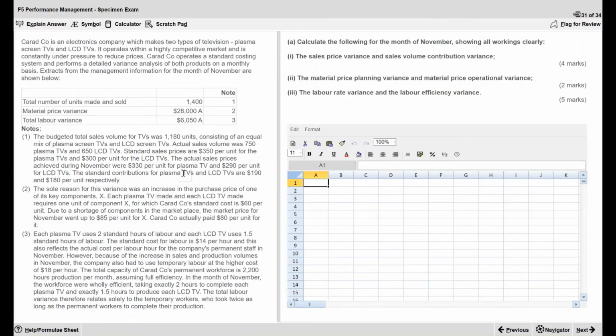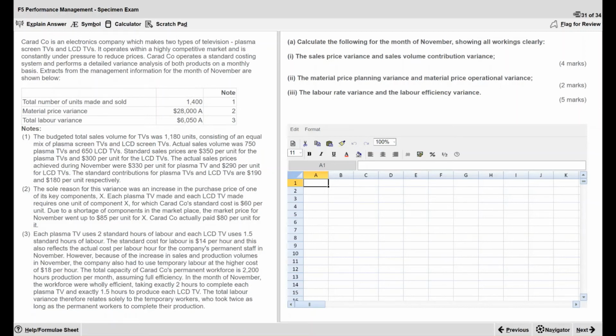The sole reason for this variance was an increase in the purchase price of one of its key components, X. Each plasma TV made and each LCD TV made requires 1 unit of component X, which CARETCO's standard cost is 60 per unit. Due to shortage of components in the marketplace, the market price for November went up to 85 per unit for X. CARETCO actually paid 80 per unit for it.